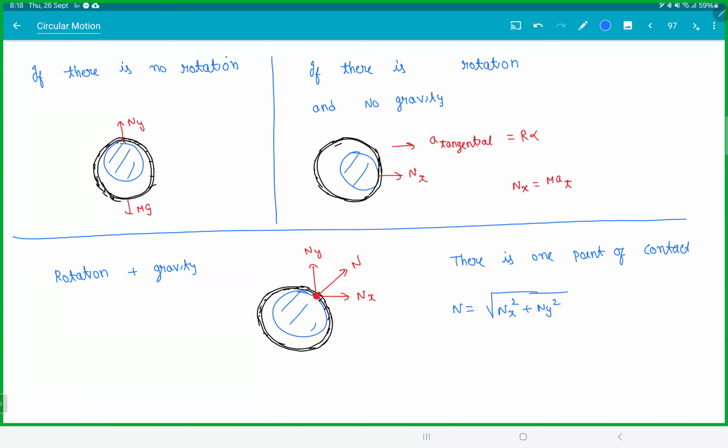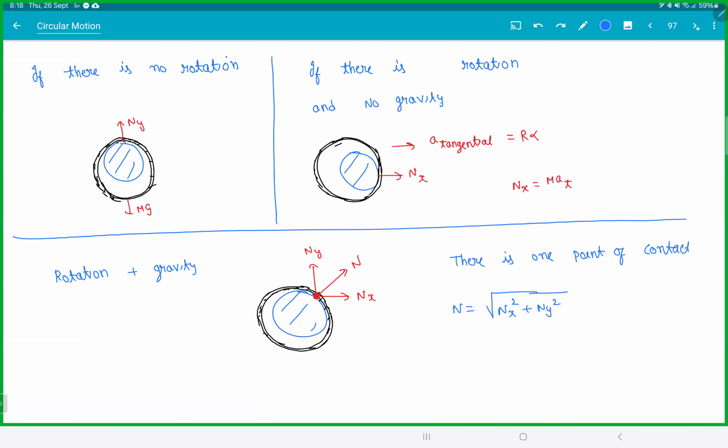So that ring on this cylinder will be touching somewhere at an angle here. It won't touch on the top. It won't touch horizontal. It will be in the middle. So that one point of contact, normal reaction will generate two components, Nx and Ny. Ny is balancing the weight of the ring, and Nx is creating the tangential acceleration. Any doubts on this?